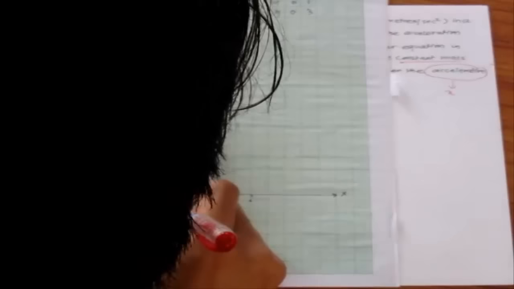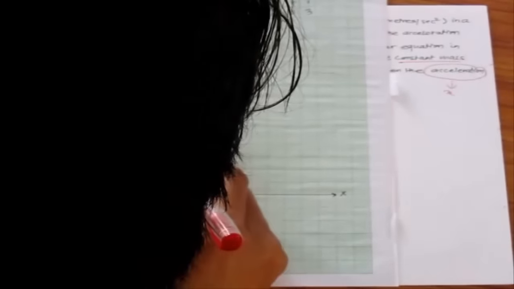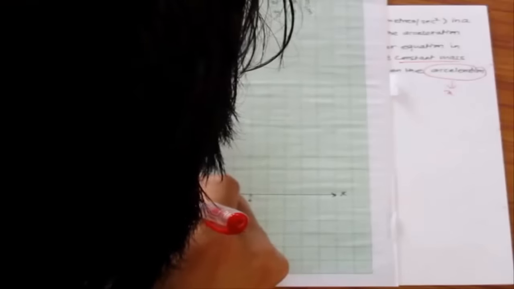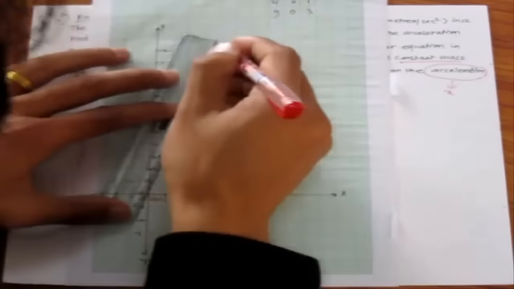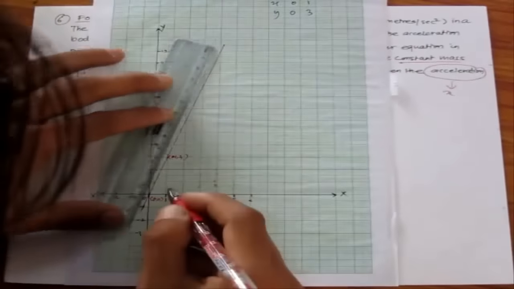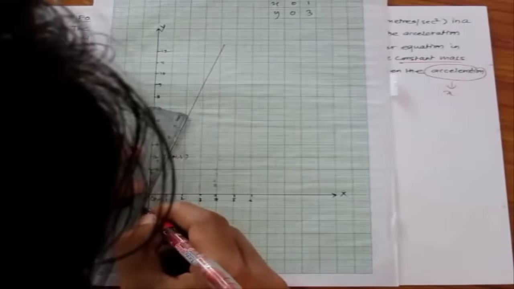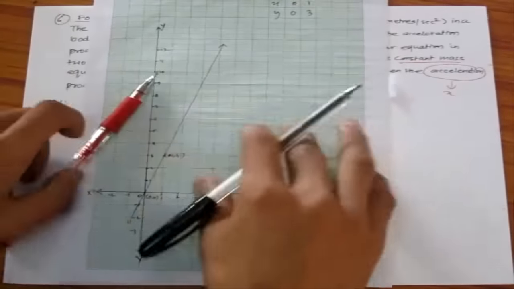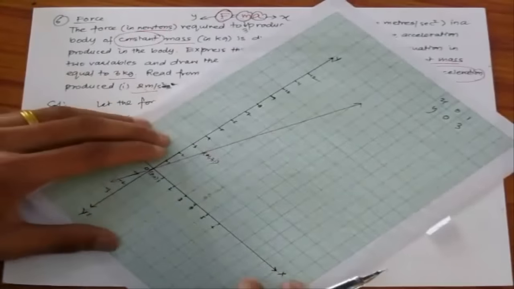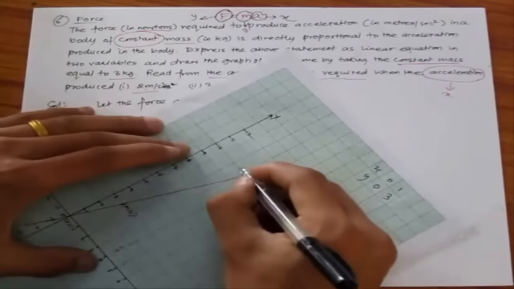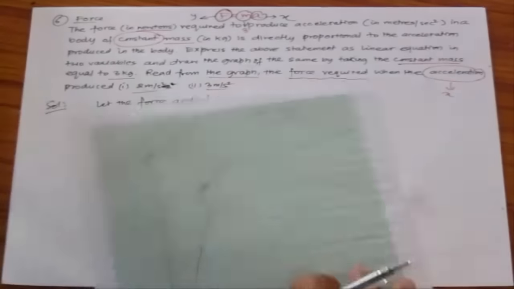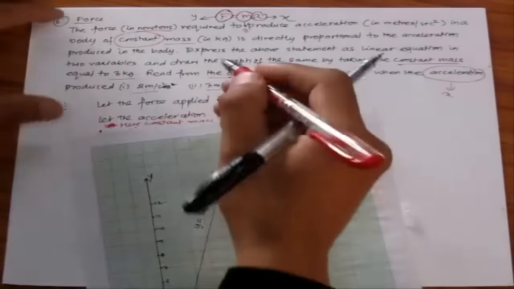You should be very careful in plotting the points. The line should go exactly through the points. So this is our graph, the graph of force. What is the name of the graph? y equals 3x.